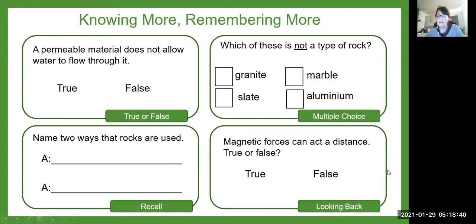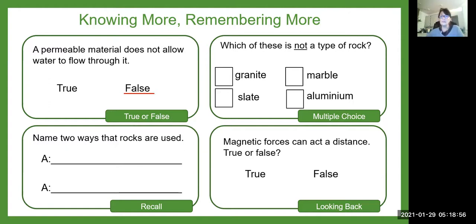And finally, magnetic forces can act a distance. I think that's meant to say magnetic forces can act over a distance. Is that true or false? Let's have a look at the answers.